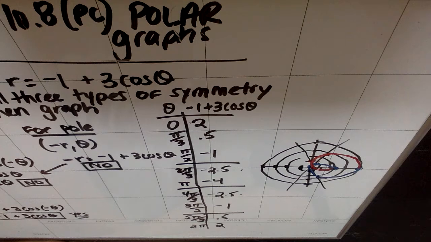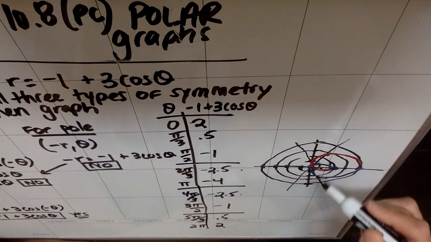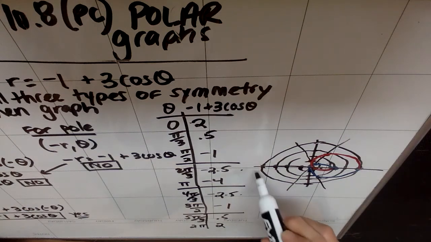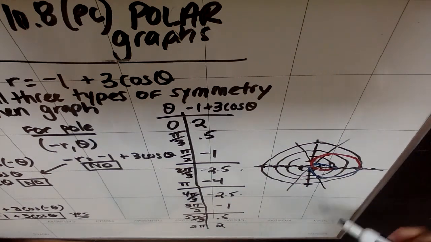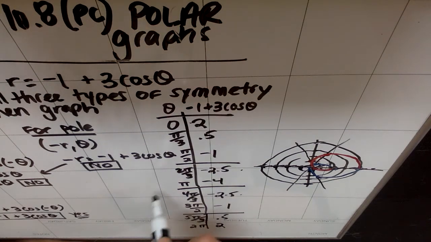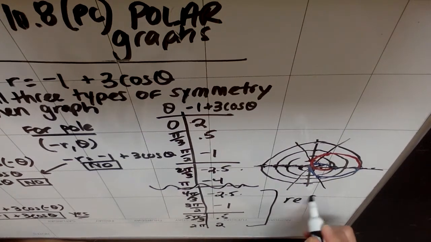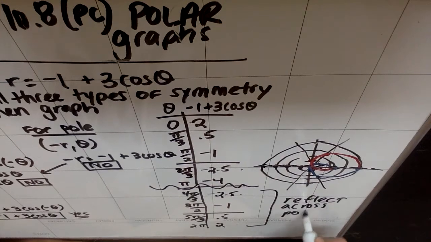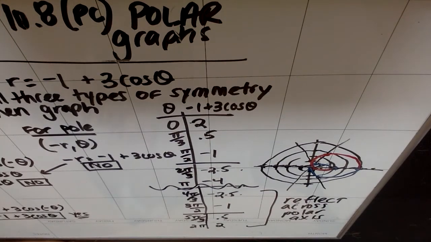But I could have just taken the information I had when I did the blue graph and reflected the blue graph over that axis, over this axis that we're saying we are symmetric about. If I reflected the blue over, I would have gotten the red stuff and it would be the same graph. So really, I could have just done up to here and then reflected across the polar axis.